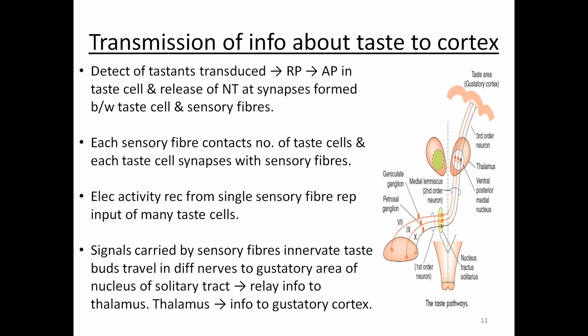So, as I mentioned, in the taste pathway, the signals carried by sensory fibers that innervate taste buds travel through several different nerves to the gustatory area of nucleus of solitary tract, which relay information to the thalamus. The thalamus then transmits taste information to the gustatory cortex.